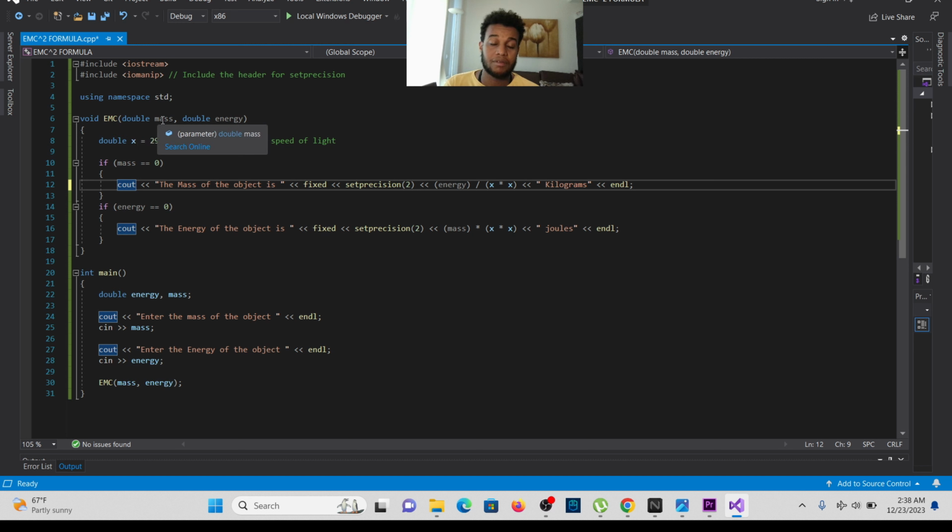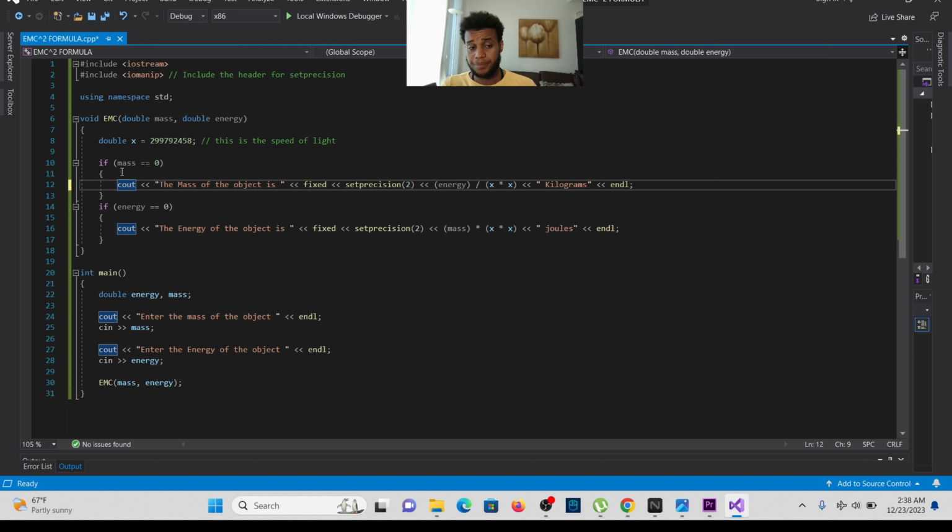Whichever value is 0 is the value we're going to be looking for. So for example, if energy is 0, we're going to be looking for the mass, and if mass is 0, we're going to be looking for the energy. We're going to be using the value I told you, the speed of light I took from Google, so this could be a little lower or a little higher, okay? But usually in textbooks back in high school it was like 300 million.